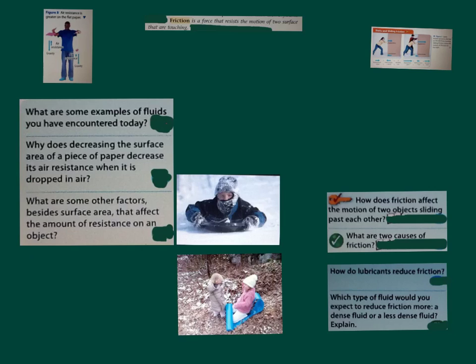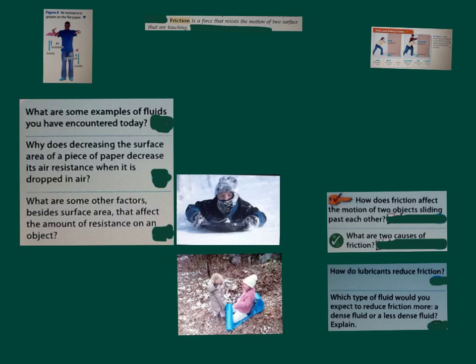Okay, so let's talk about causes of friction. I want you to rub your hands together. What do you feel? If your hands were soapy, you could slide them past each other easily. You feel more friction when you're rubbing your dry hands together than you would rubbing your soapy hands together.